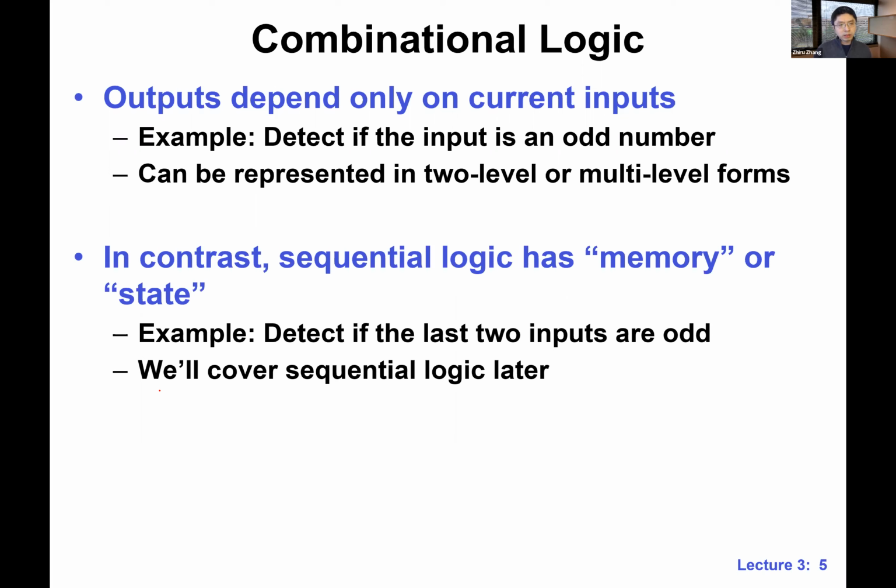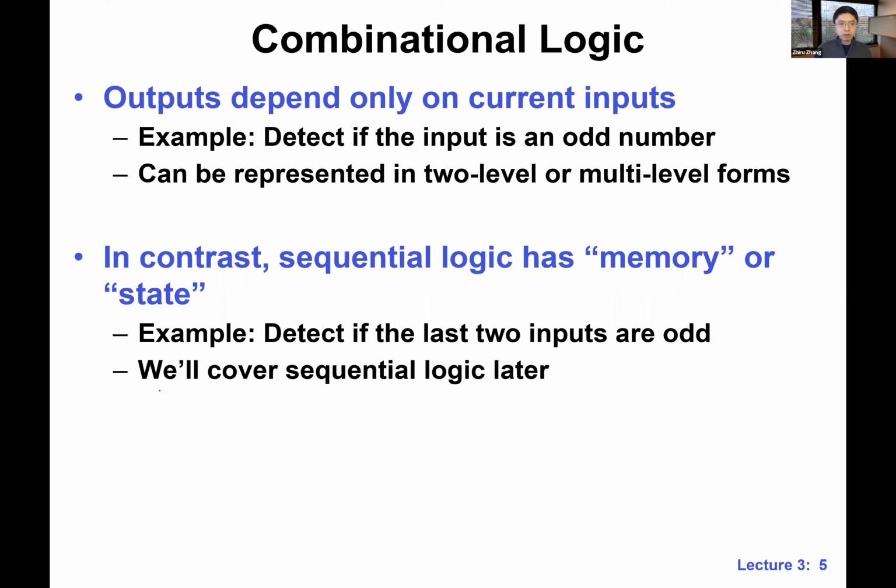First, let me quickly define what's the opposite. The opposite of combinational logic is so-called sequential logic. This is the kind of logic where we have memory inside, or we have state inside. For example, if you have a digital circuit which can detect whether the last 2 or previous 2 inputs are odd or not, that's where we have a so-called sequential logic. I know you may still have questions, like what do we mean by last 2, and how do we determine the time and such. These are topics that we're going to cover later on.